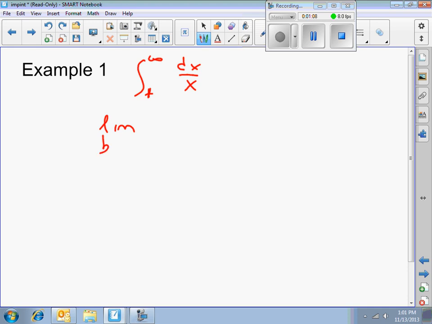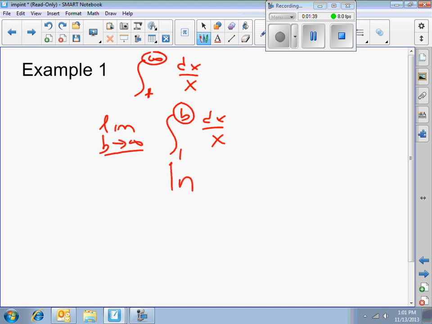So I'm going to let the limit as b approaches infinity, I'm going to call this from 1 to b of dx over x. In other words, I just redefined that top one: instead of infinity, I define it as b, and we're talking about what happens as b approaches infinity. Because the fundamental theorem of calculus says I can evaluate it at constants, but it says nothing about evaluating it at infinity.